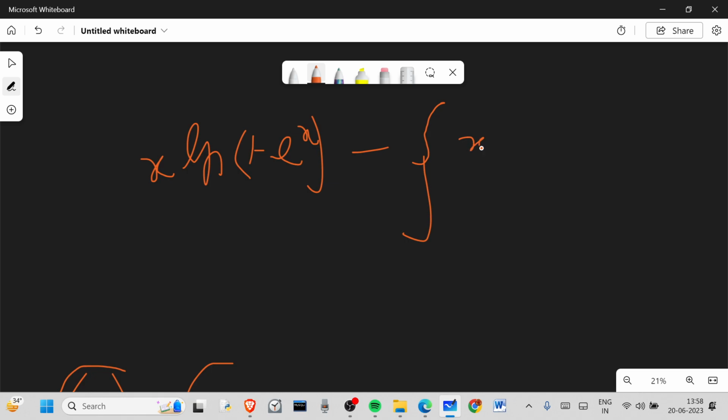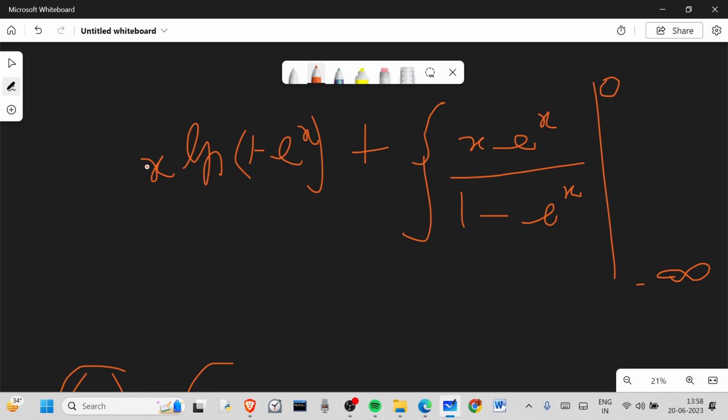So my derivative is x e to the power x by 1 minus e to the power x, and with a negative sign, the negative becomes positive. Now you would argue that you haven't got the same form, so let me first put in the limits, which I guess were minus infinity to 0. Putting minus infinity, this gets 0, putting 0, this gets 0, so this term gets cancelled.